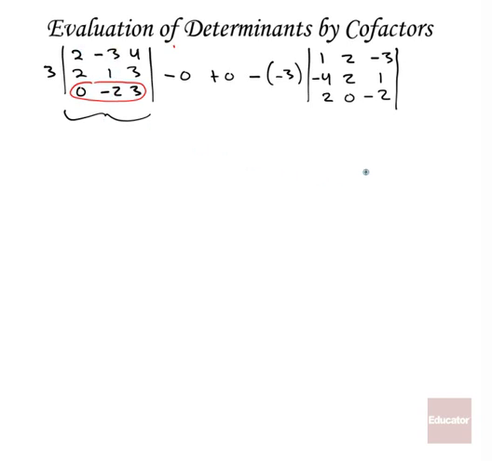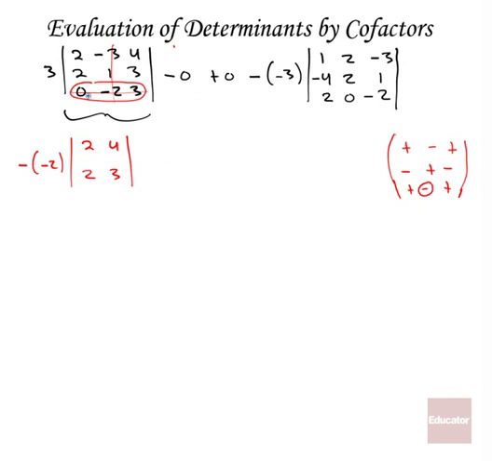Now I go back to my pattern. Let me rewrite my pattern here so that I remember it. For a 3 by 3, it's plus, minus, plus, minus, plus, minus, and plus, minus, plus. So here, it's going to end up being minus 2 times, and when I knock out that row and that column, I get 2, 4, 2, 3.